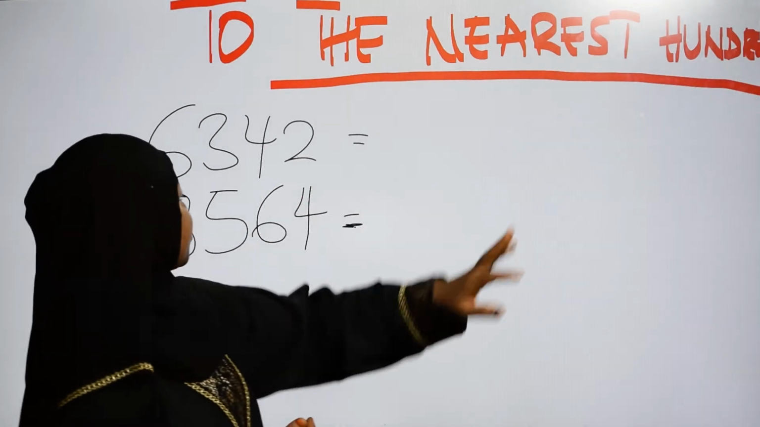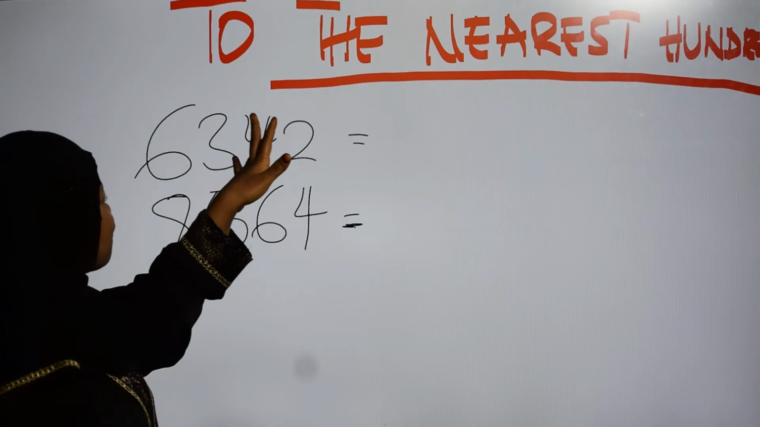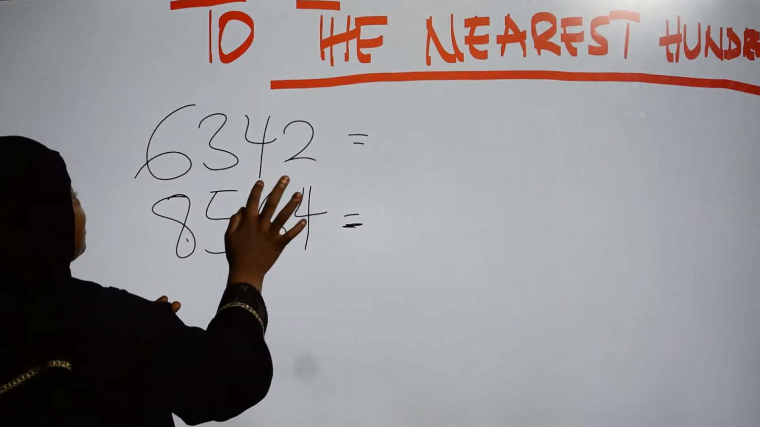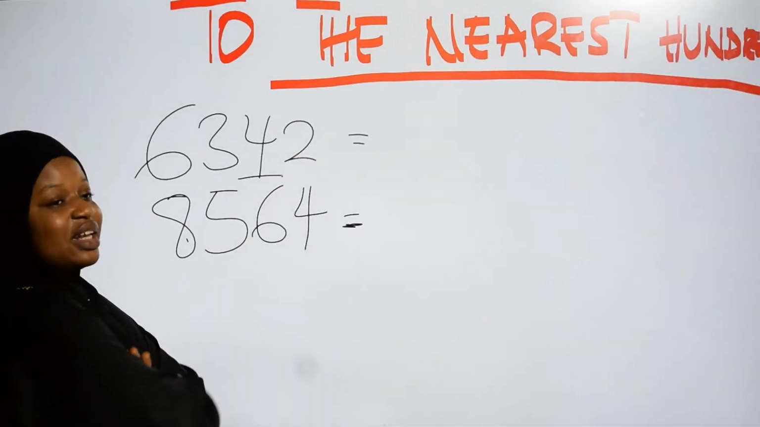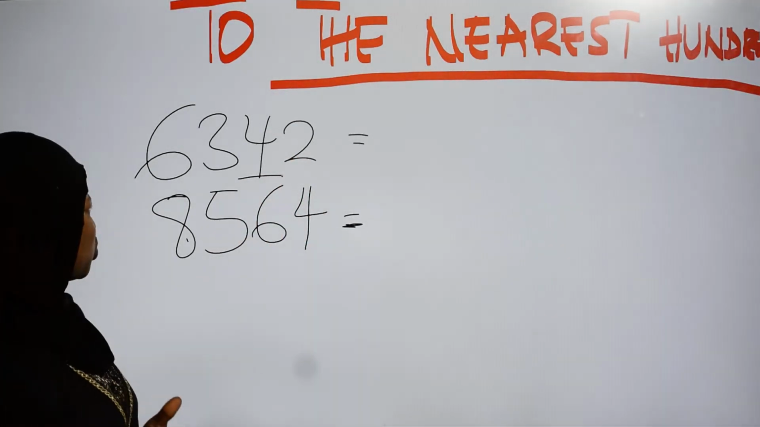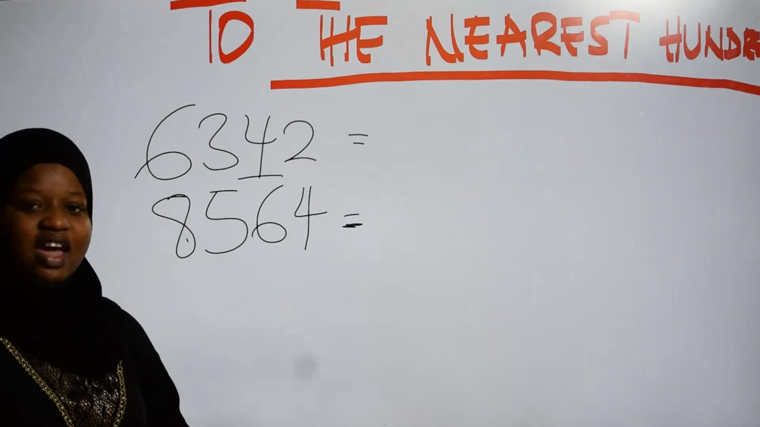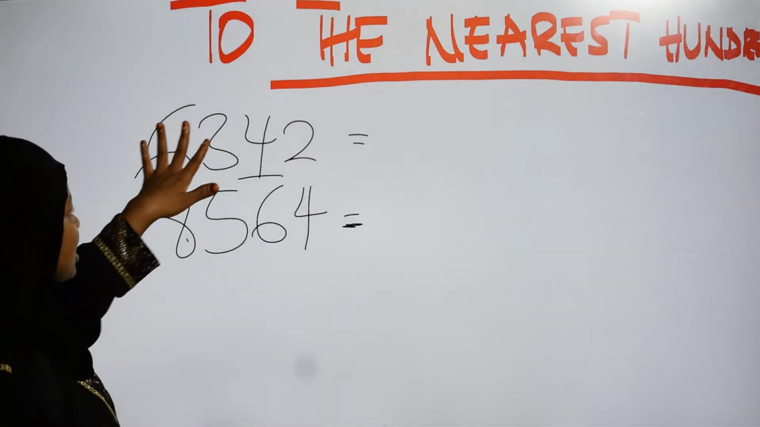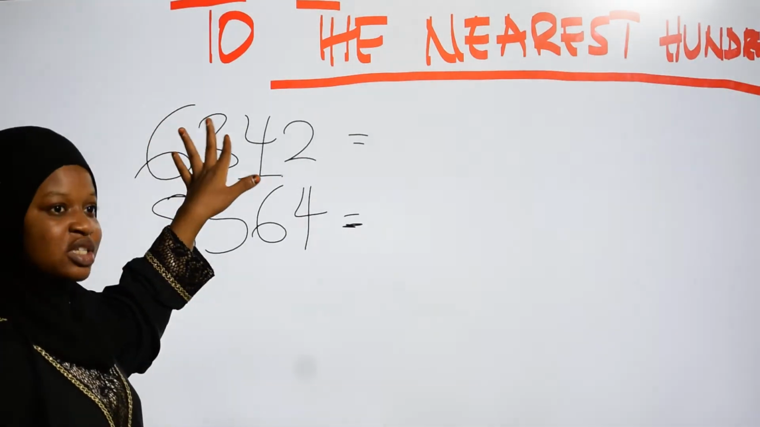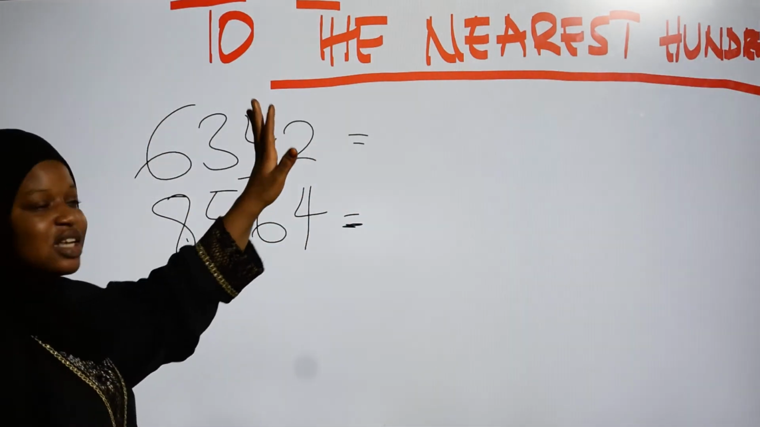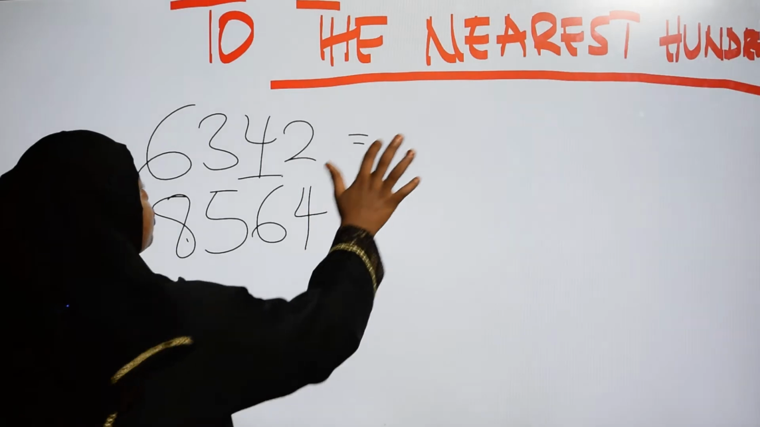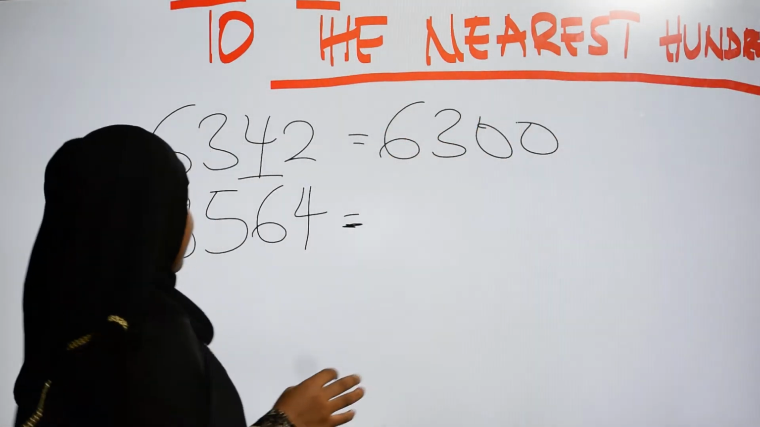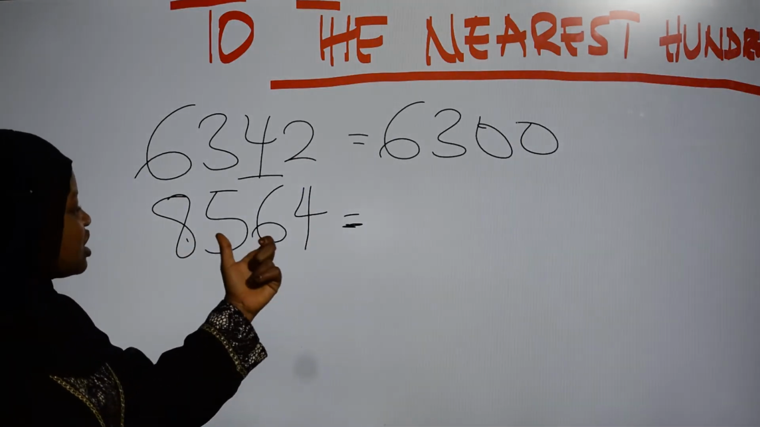So 6,342. I have to look at the digit in the tens place. And what's the digit there? It's 4. Is 4 more or less than 5? Of course, it is less than 5. So what do we do? We maintain the numbers in the thousands and hundreds and we replace the tens and ones with zeros. So I have 6,300. And here I have 8,564.